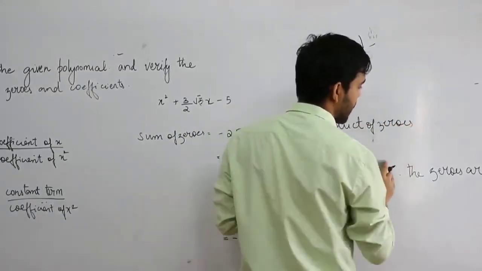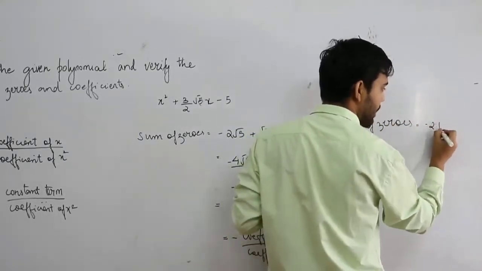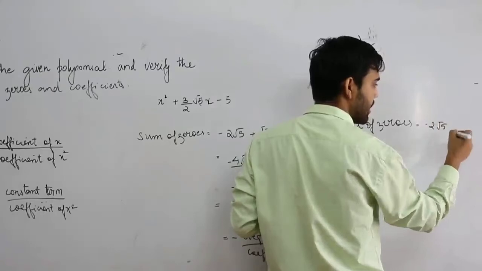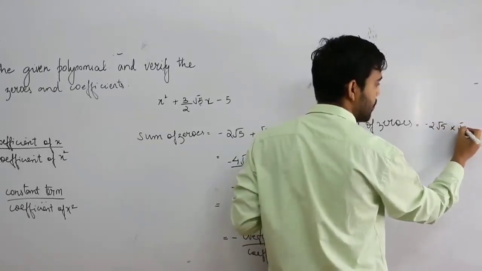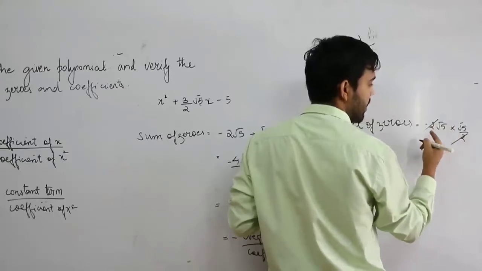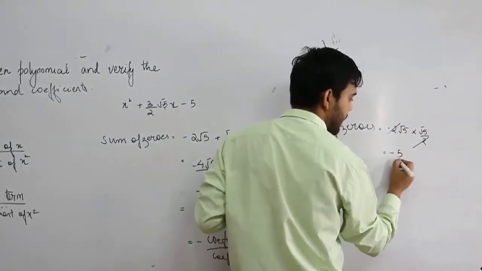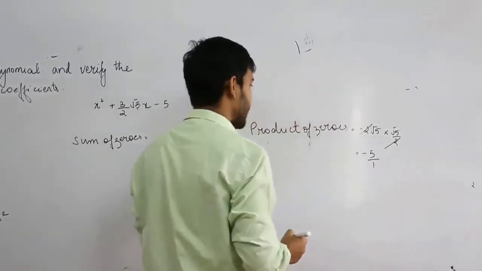So my zeros are 2 root 5 and, the other zero was, root 5 by 2. So the 2 and 2 get cancelled. I have minus root 5 into root 5, which is equal to minus 5. I can write this by 1. Okay, so what is this?